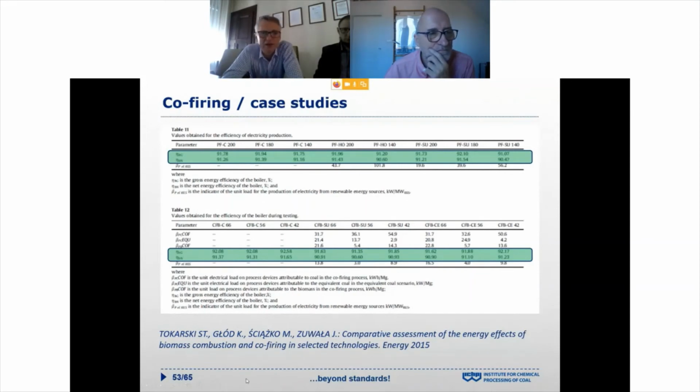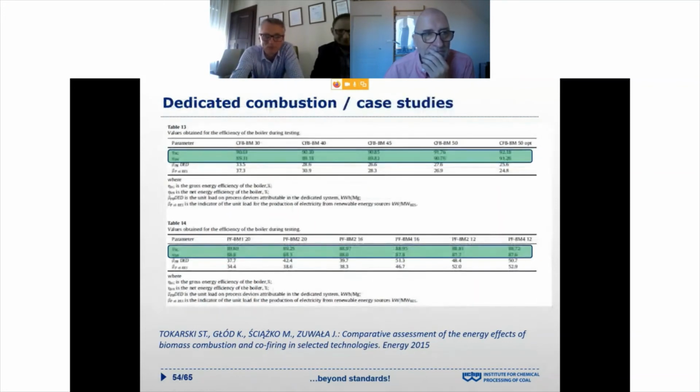The co-firing is quite a complicated case. It looks quite easy, but when you go very much into the details, sometimes the answers are not very clear. Okay, and the same as before, but the previous case was co-firing, and here you have the combustion of 100% of the biomass in a CFB boiler, like the CFB here, and pulverized fuel is here.